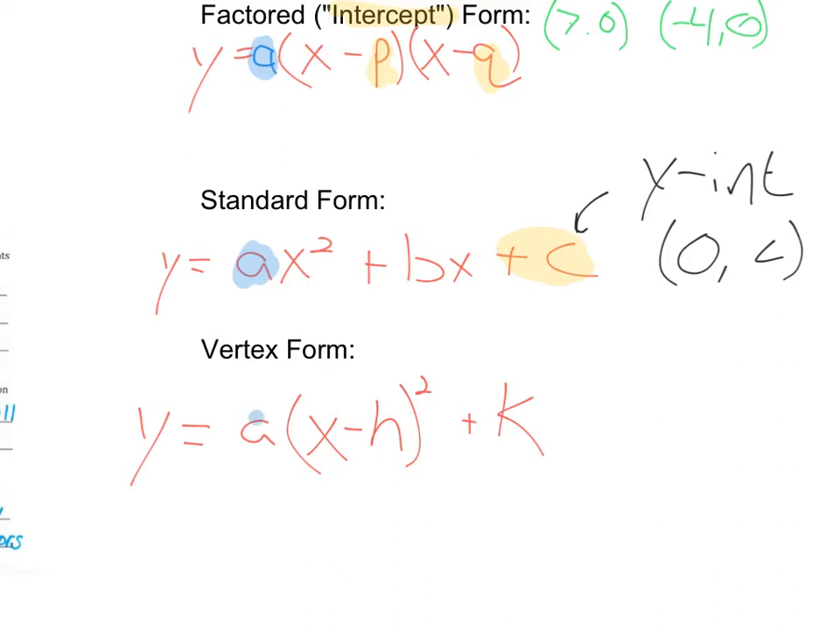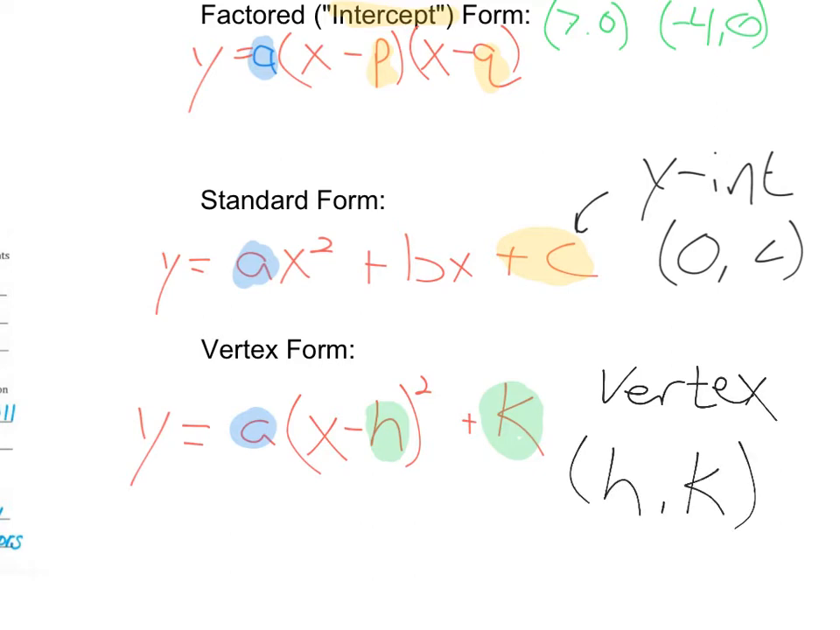Now this a value is going to be the same a value that we saw in previous ones. And down the road we're going to learn more about it, but if you think back to parent functions, that just tells us, is it going to open up or open down, positive or negative, and do we stretch or shrink it? So that's really all it's going to say. But then we have these h and k values. Well, that's going to tell us the coordinates of the vertex. So our vertex is going to be at h, comma, k.